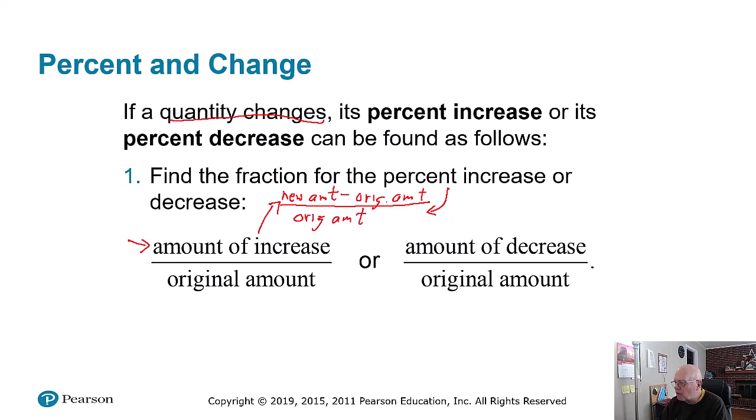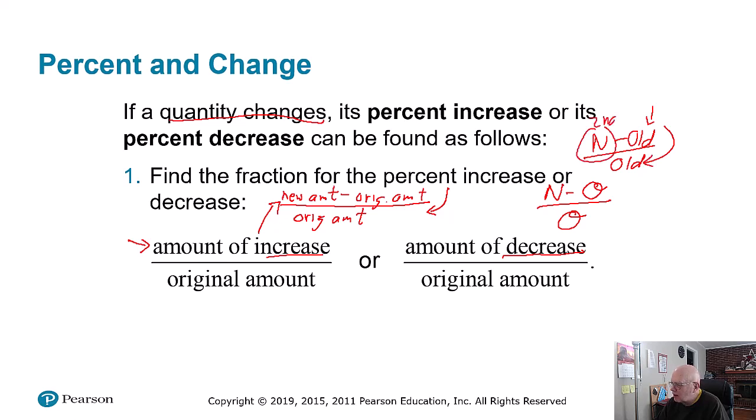Now, this will work for both increase and decrease. The new amount, let's make it new minus original over original. Maybe that's something short you could remember. New minus original. Or you could say new minus old over the old price. This is the one that came first. This is the one that comes second. Very important.